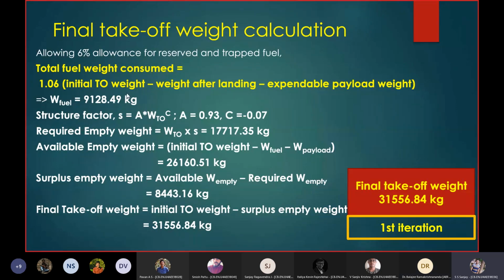And so the total weight of fuel consumed is 9,128.49 kg for this mission. Now we are going to calculate the empty weight. So the required empty weight is calculated based on the structure factor, which is given by this.